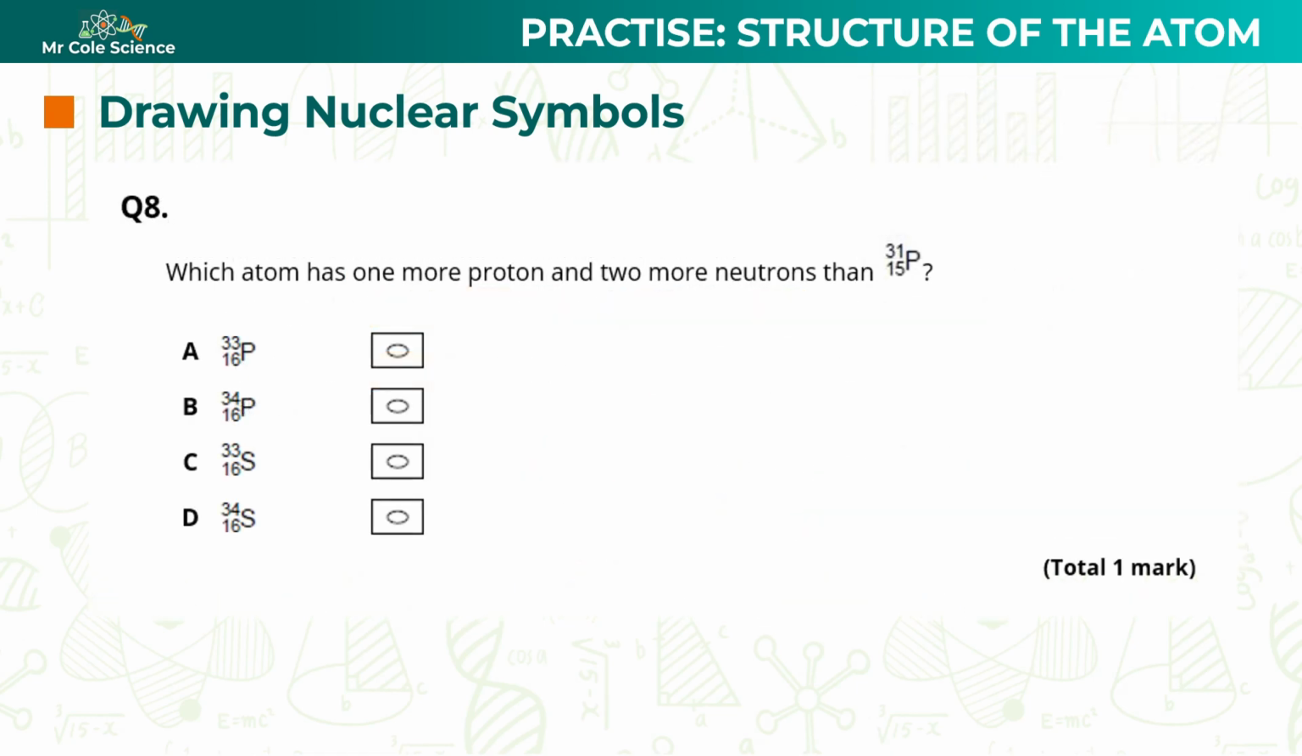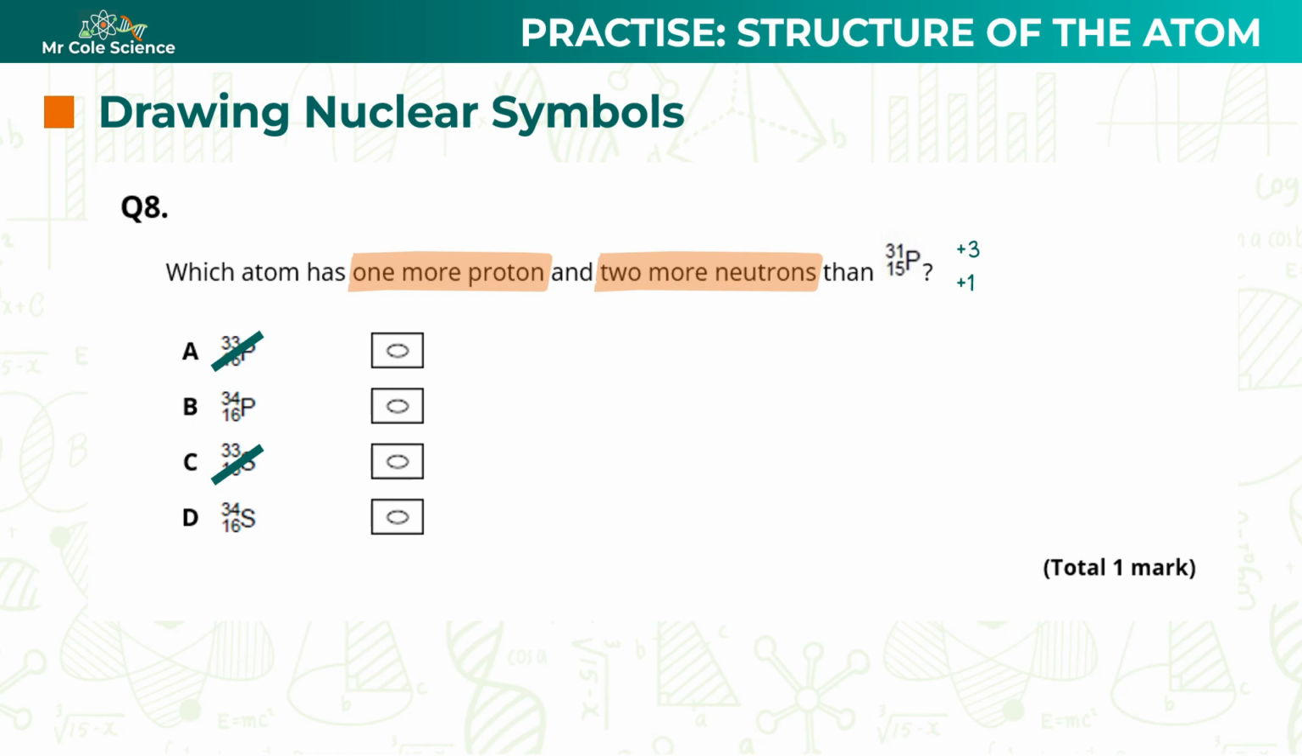Lastly, a very similar question, but this time in multiple choice format. We're asked which atom has 1 more proton and 2 more neutrons than phosphorus-31. And this time, they've kindly given us the atomic number for phosphorus, which is 15. So same as before, our atomic number will increase by 1 due to the extra proton, and then our mass number will increase by 3 because of the 2 extra neutrons and the 1 extra proton. This immediately rules out 2 of our possible answers, as we know our mass number will become 34. So both options with a mass number of 33 are incorrect.